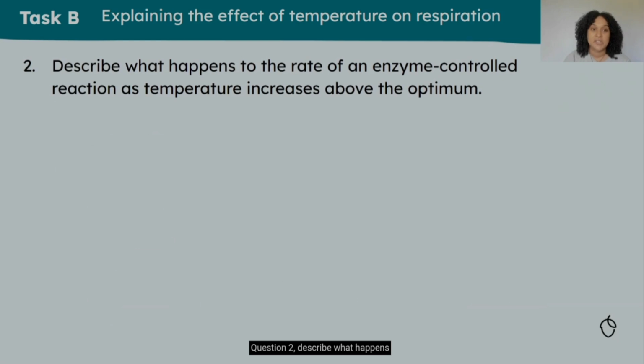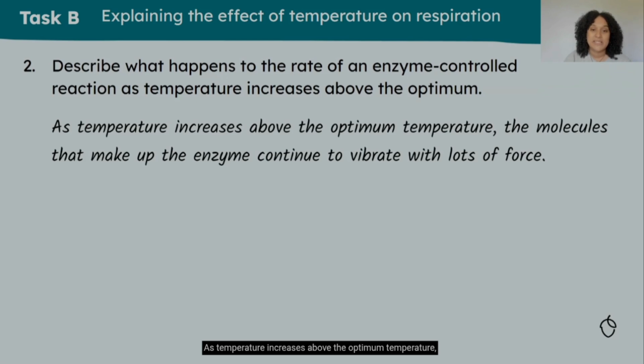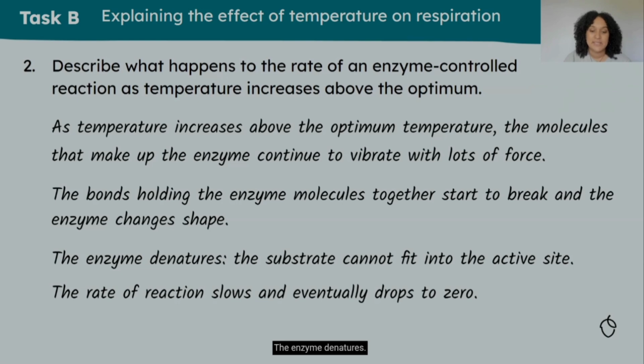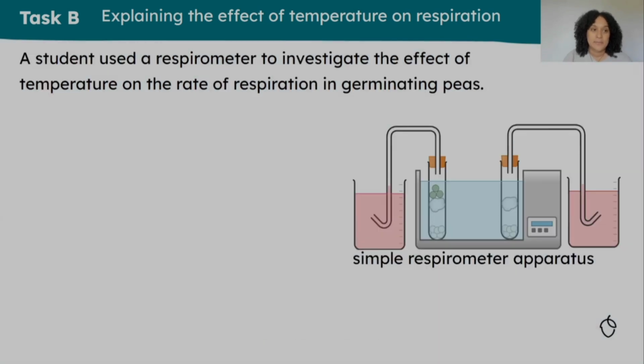Question 2. Describe what happens to the rate of an enzyme control reaction as temperature increases above the optimum. As temperature increases above the optimum temperature, the molecules that make up the enzyme continue to vibrate with lots of force. The bonds holding the enzyme molecules together start to break and the enzyme changes shape. The enzyme denatures, the substrate cannot fit into the active site, and the rate of reaction slows and eventually drops to 0. Great job if you got that right.